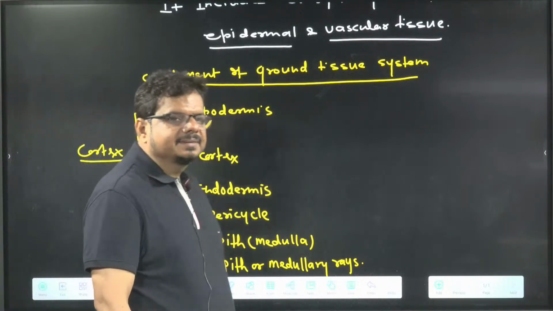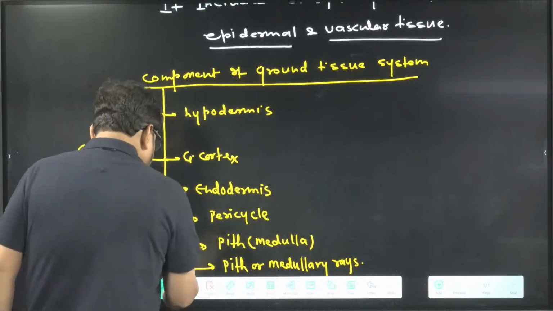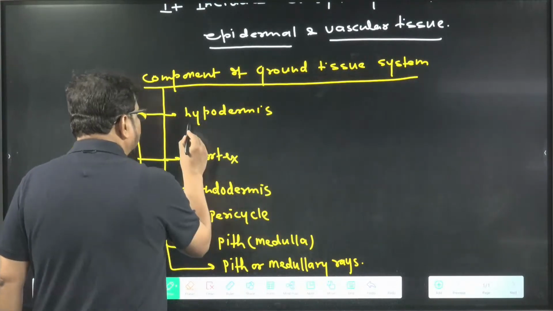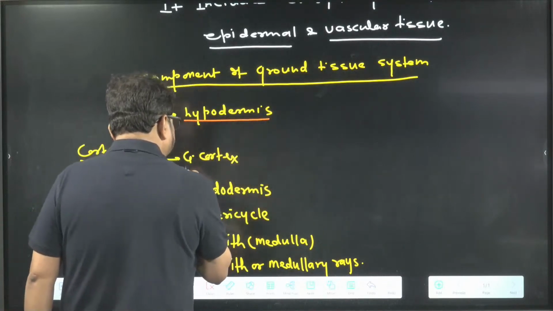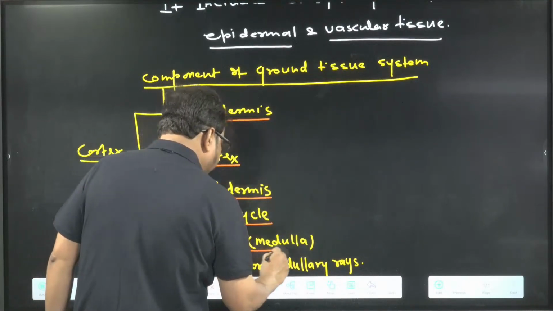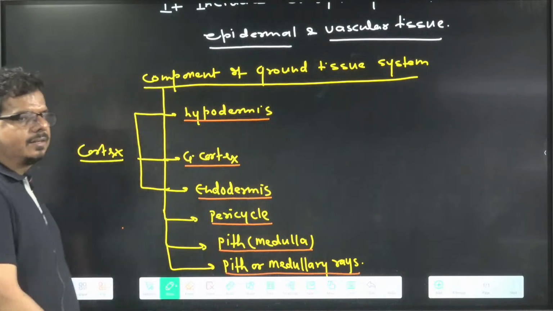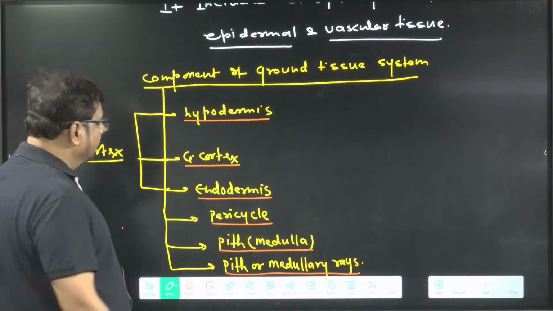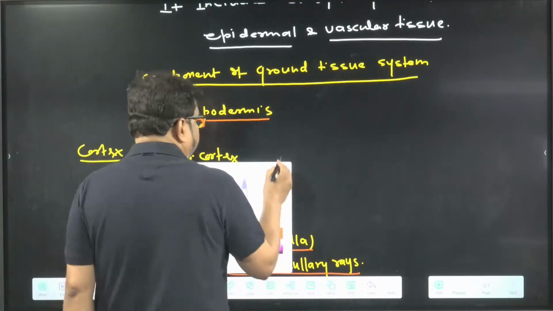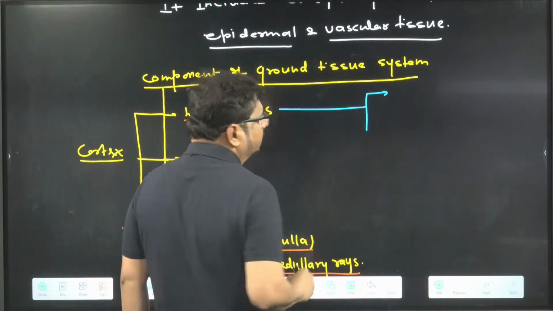So these are the components of ground tissue system. What are the names? Hypodermis, general cortex, endodermis, pericycle, pith or medulla, pith or medullary rays. Now look at the hypodermis. And these are important lines I am writing. It is important and it will come in the exam.